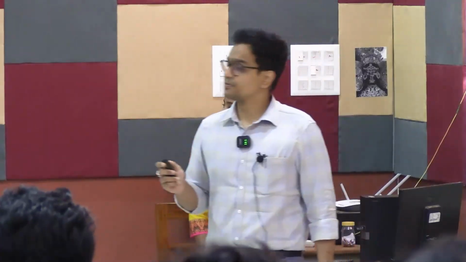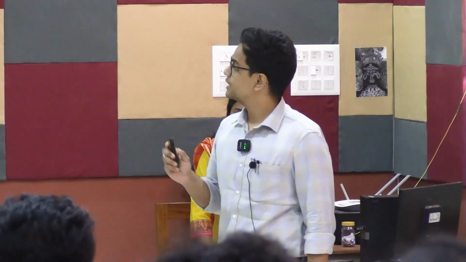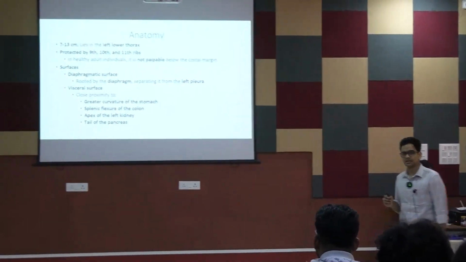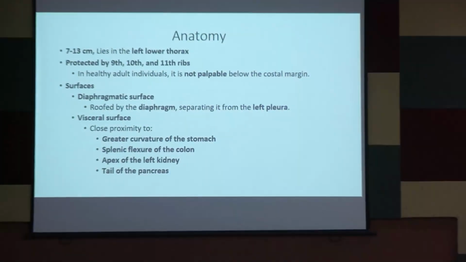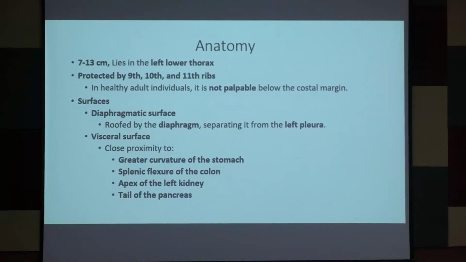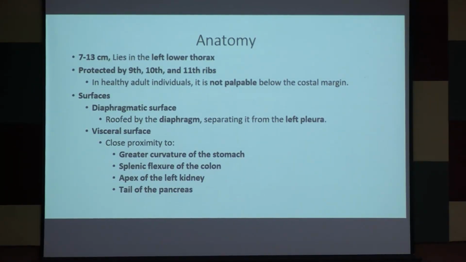So the spleen is an intraperitoneal organ. It measures 7 to 13 centimeters and lies in the left lower thorax. It is protected by the 9th, 10th and 11th ribs. In a healthy individual, it is not palpable below the costal margin.